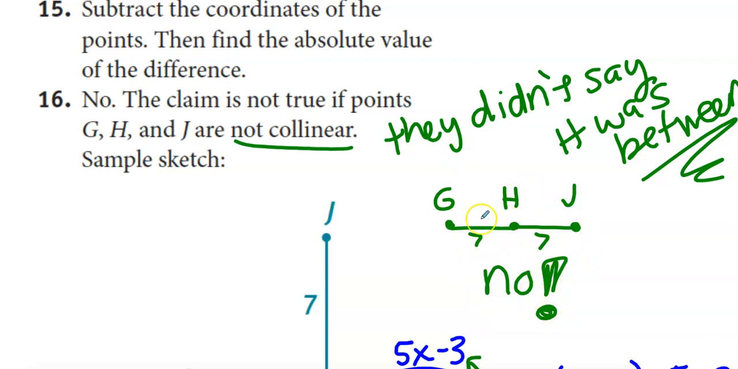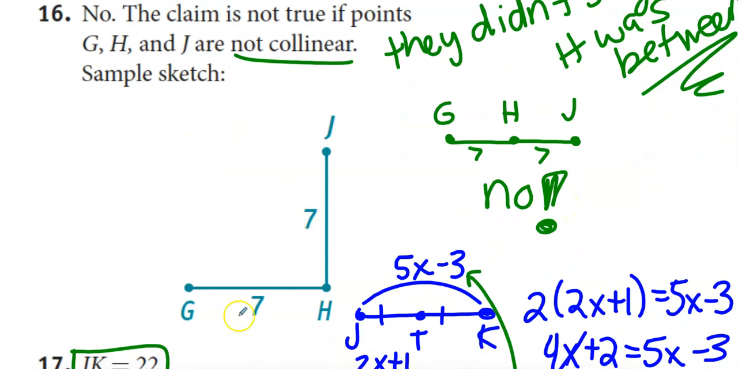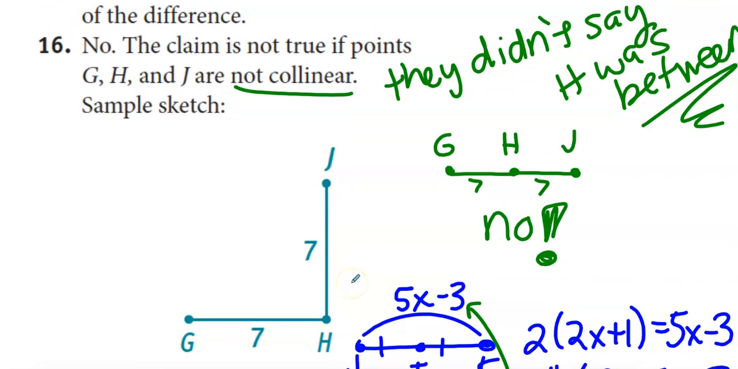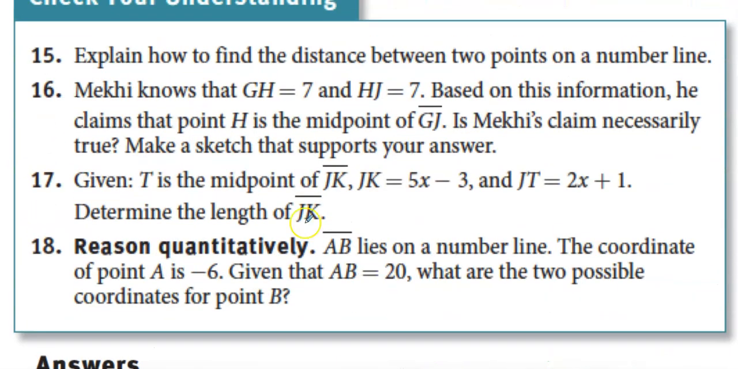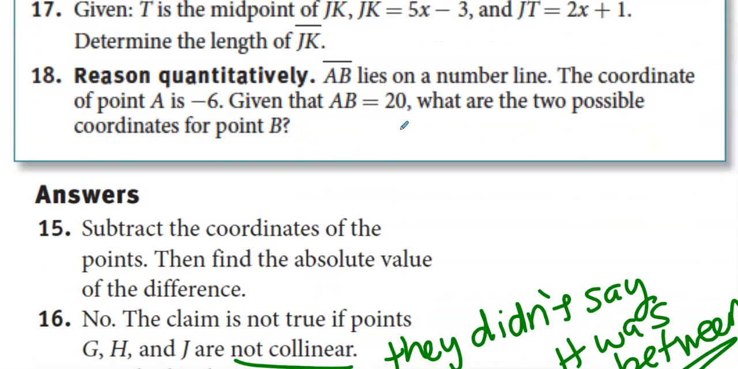It's the midpoint. However, they did not say that H was in between G and J. So for that reason, you could draw this picture. You could have GH going one direction, JH going the other direction, and then H is not the midpoint. So the biggest thing is for midpoint, you have to say it's in between the line. Okay, so that one was a little tricky.